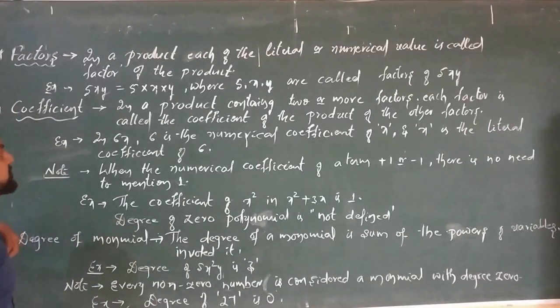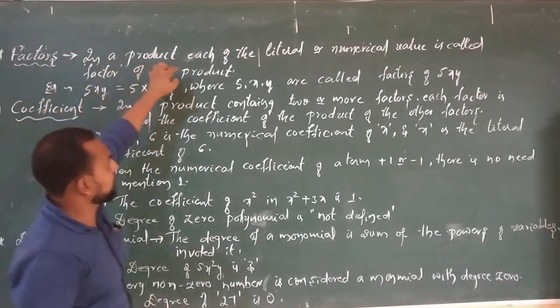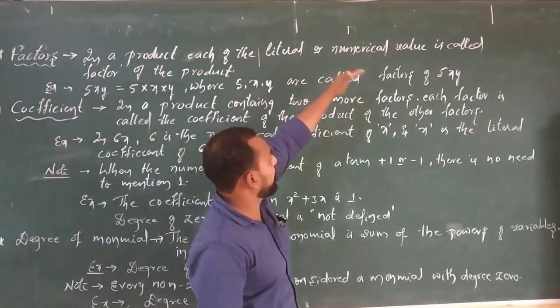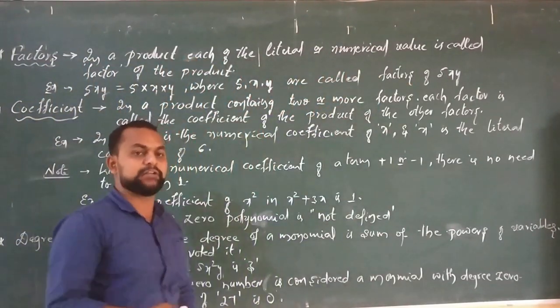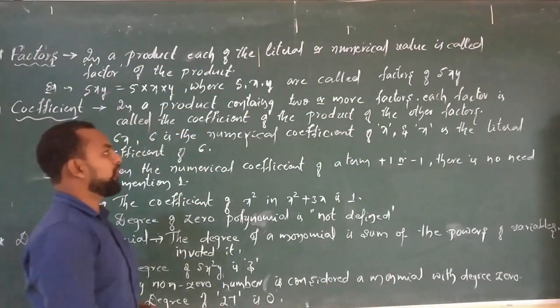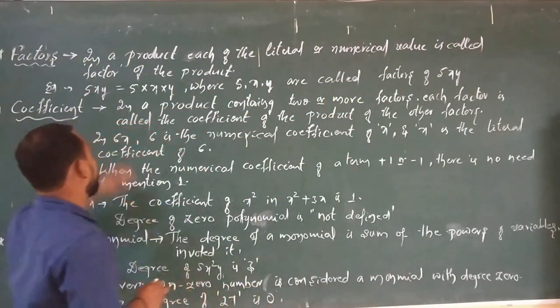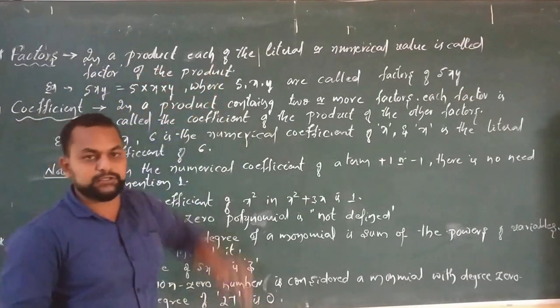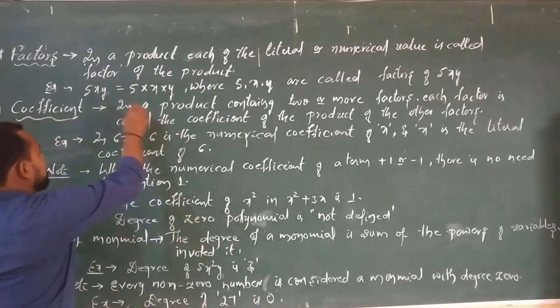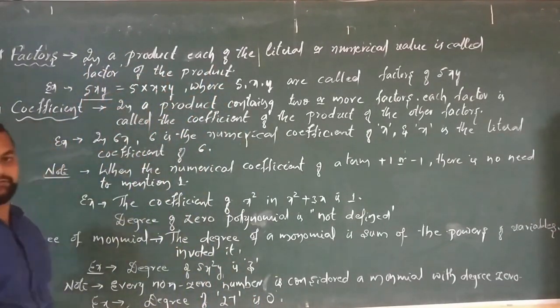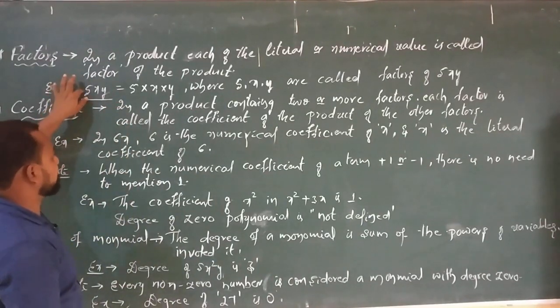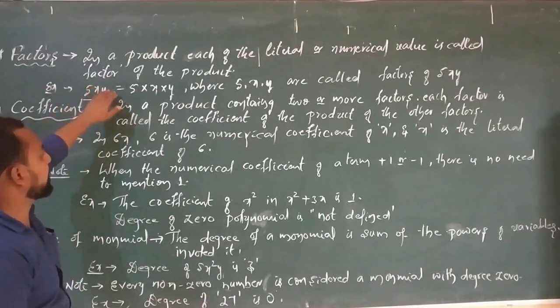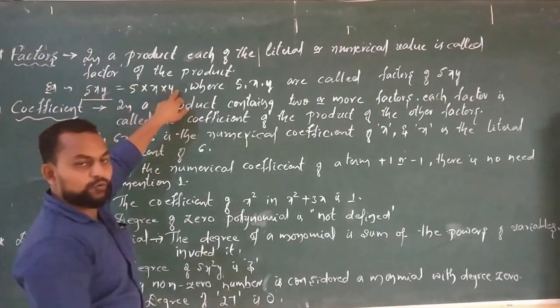And the next concept in algebraic expressions is factors. Okay, the factors in the product: each of the literal or numerical values. The literal means variable value, or numerical value, is called a factor of the product. Here, for example, 5xy. 5xy is a monomial. Then what are the factors of 5xy? 5 into x into y.